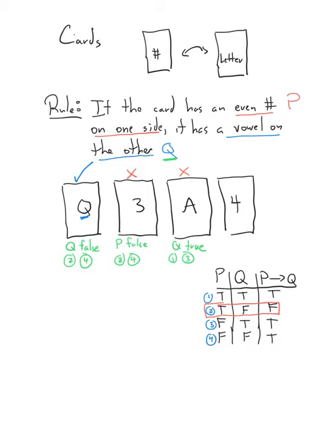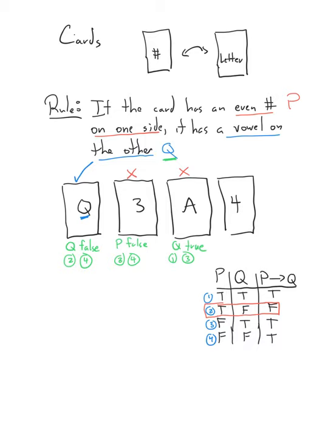You could imagine if it has an even number on one side, then we're good to go. If it has the odd number on the other side, then it's just vacuously true that it satisfies the rule because this is only talking about cards with even numbers. But from our row analysis here, it's going to be in row 1 or row 3, so we don't need to check it. And finally, card 4.